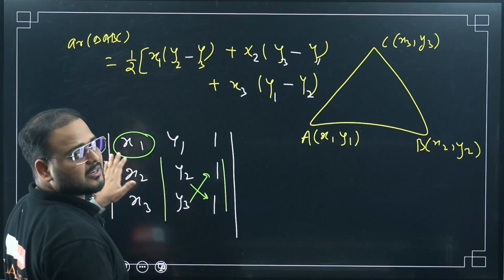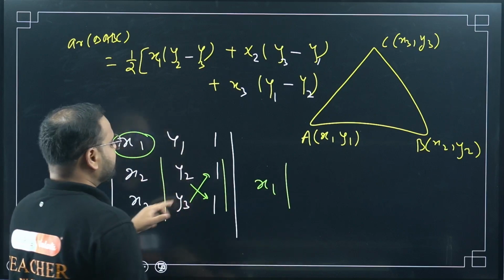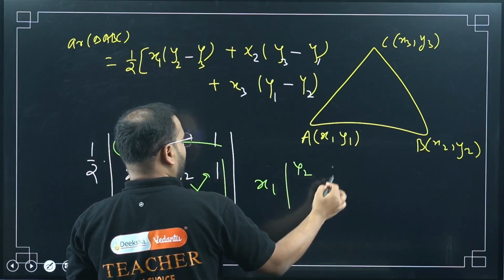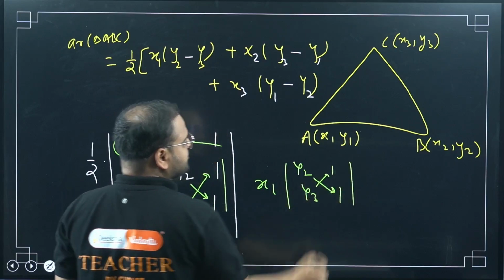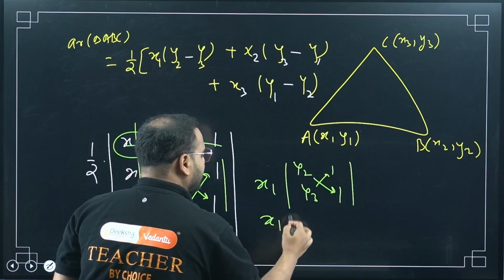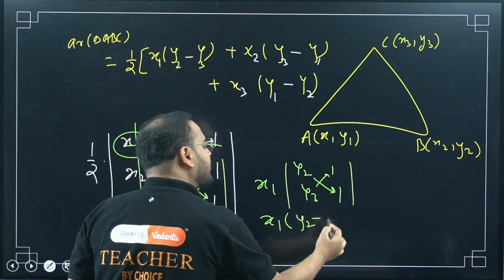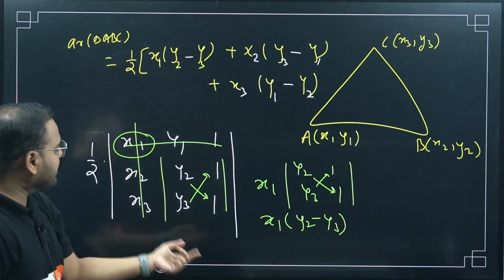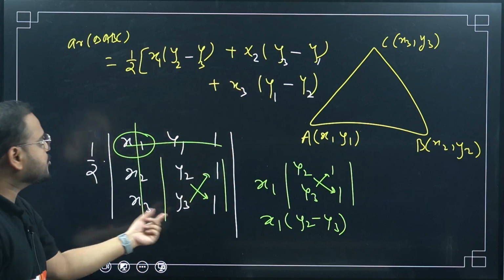If I'm finding the determinant for this value, what will I get? x1 times what? This matrix, right? Because this and this will be cancelled. I'll have y2 1, y3 1, and how do we solve it? This times this minus this times this. So I'll have x1 times y2 into 1 is y2 and minus y3 into 1 is y3. Isn't that what's written here? x1, y2, y3. Same way I can do for x2 also, I'll get this result. I can do for x3 also, I'll get this result.